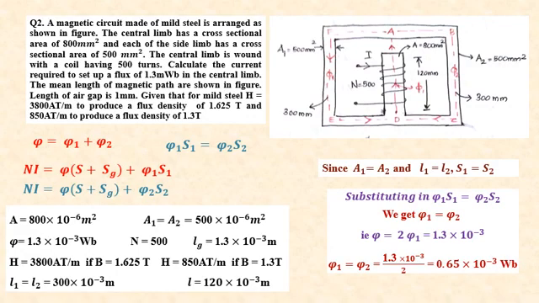So we obtained the flux in all the limbs. The flux in the central limb is 1.3 milliweber and the flux in the side limbs is 0.65 milliweber. In the question, the flux density values and H values are given. So next we can find the flux density in each limb.